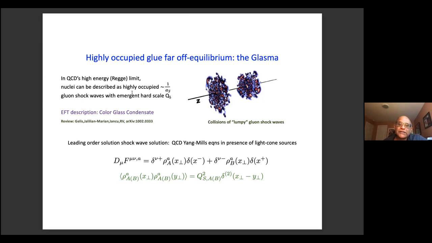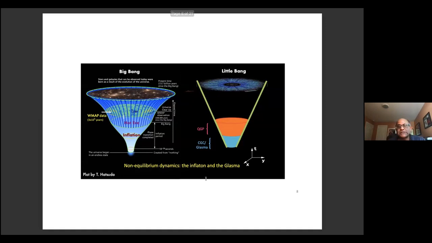And so you can solve the Yang-Mills equations. These sources live on the light cone. They move at the speed of light. And there's a characteristic scale, as I mentioned, of these sources, which is this saturation scale. So you can actually solve these classical equations of motion numerically, of course. Now there's a genuine correspondence between this physics that I'm talking about, the so-called little bang in heavy ion collisions, with that of the big bang, where again you have some highly occupied field, which then interacts with fluctuations and thermalizes into the hot era, about 300,000 years after the Big Bang.